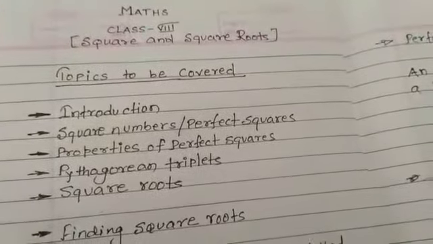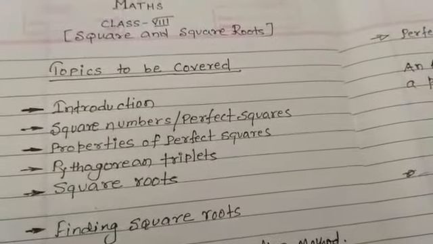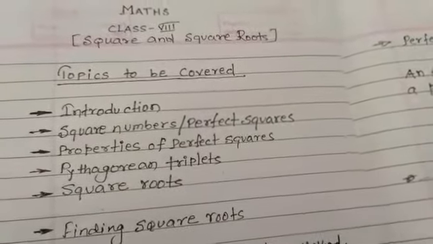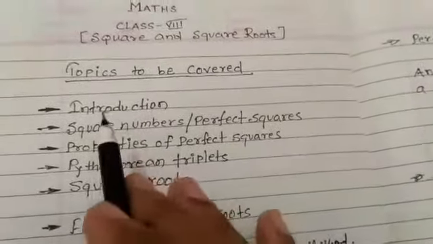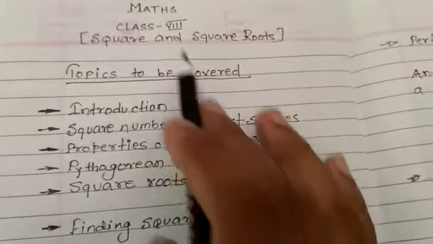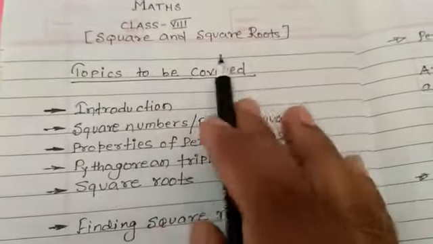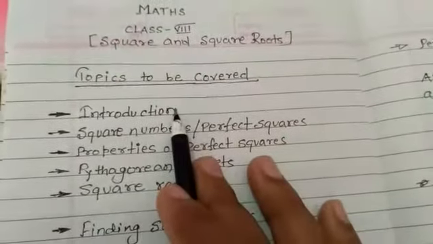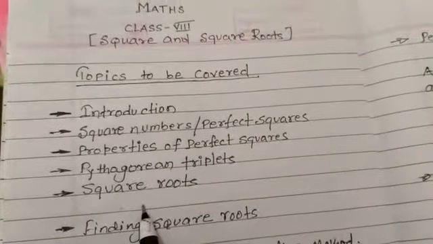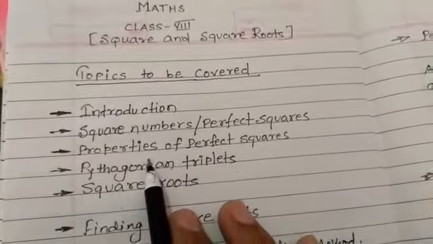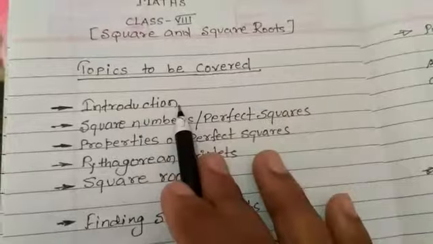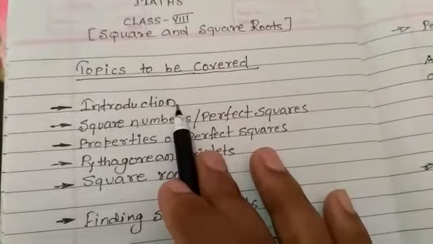Student, today I am going to start a new chapter, square and square root. At first we are going to know about the topics which we are going to read in this particular chapter. You can see that I have already written the topics over there. At first, we are going to have the introduction of the chapter.